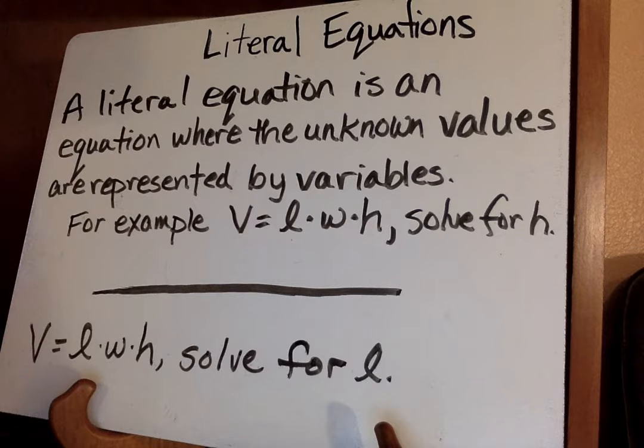A literal equation is an equation where the unknown values are represented by variables. For example, if you have volume equals length times width times height, or V equals L times W times H, and we want you to solve for H. Now there's no numbers, so we just have to keep everything in letter form.